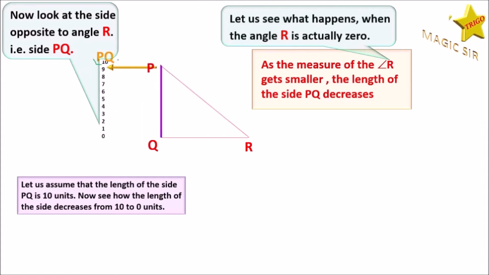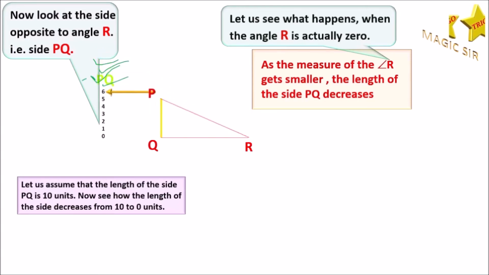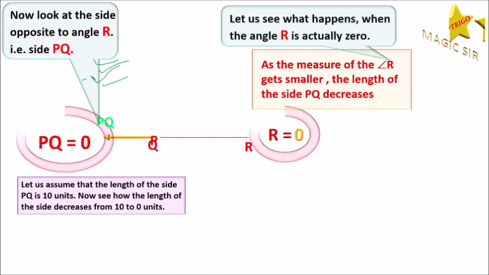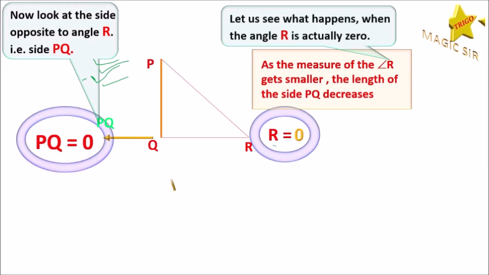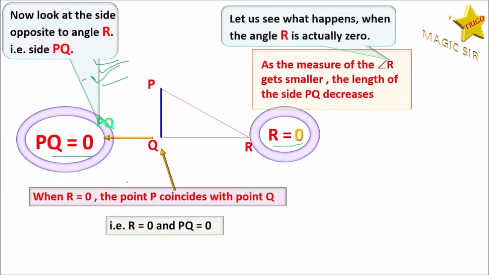PQ equal to 10. It is now 9. PQ equal to 8, 7, 6, 5, 4, 2, 1. And finally PQ equal to 0. When R equal to 0, PQ equal to 0. Now again see the points P and Q. When R equal to 0, the point P coincides with point Q. That is, R equal to 0, PQ equal to 0.